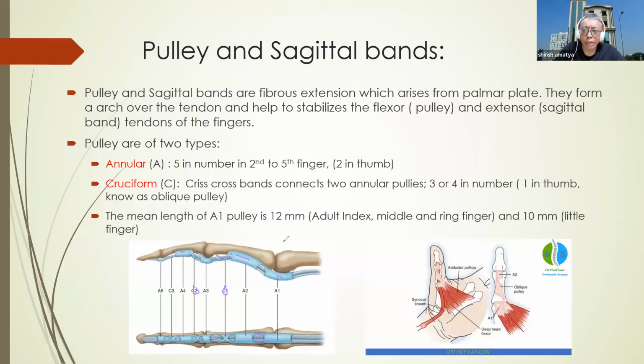Coming back to the annular pulley, our main clinical importance is in the A1 pulley, because the A1 pulley is the most common pathological problem that we encounter in everyday life. The mean length of the A1 pulley in the adult index, middle, and ring finger is about 12 millimeters, and in the little finger it is about 10 millimeters. So keeping this in mind, I'll go to the other side. Okay, I'll erase this.